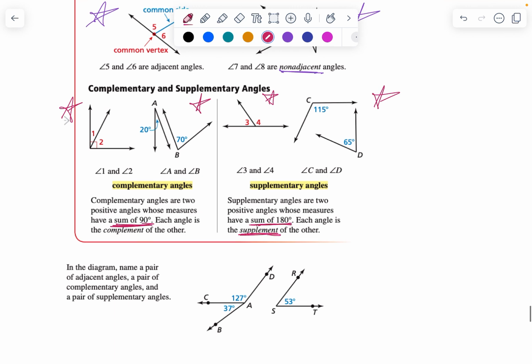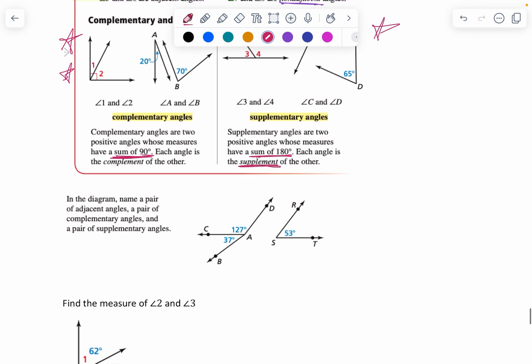So some other terminology, like back here, we could say angle 1 is the complement of angle 2, or angle 3 is the supplement of angle 4. So if we're talking about one of the angles as being the complement or supplement of the other, it means those two angles together are either complementary or supplementary.